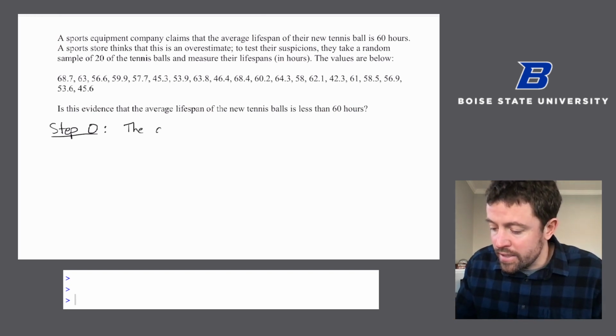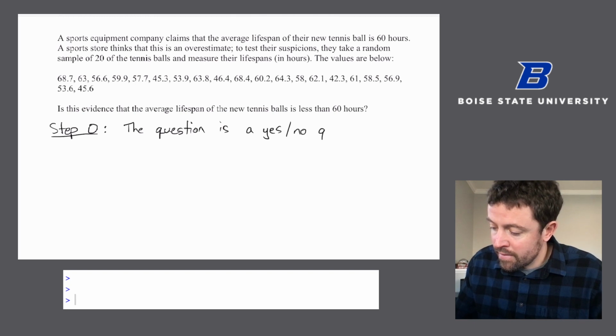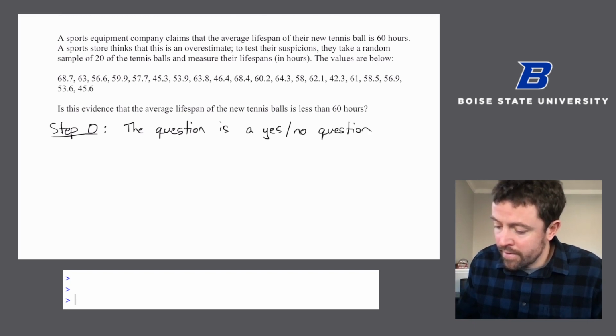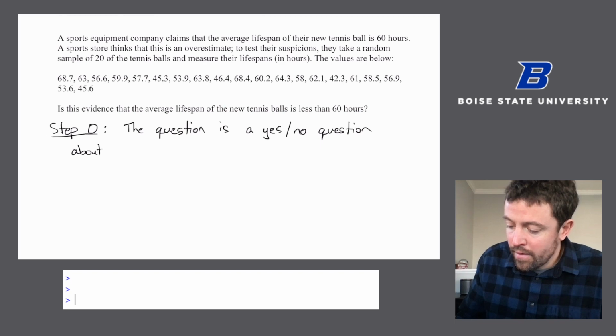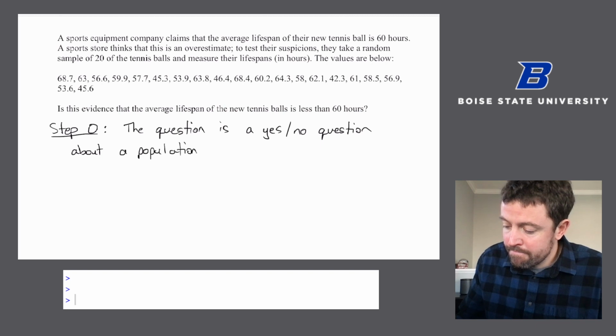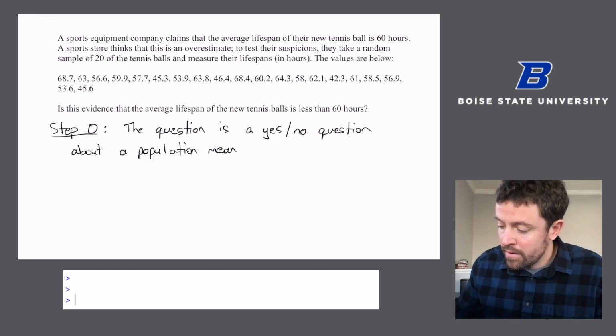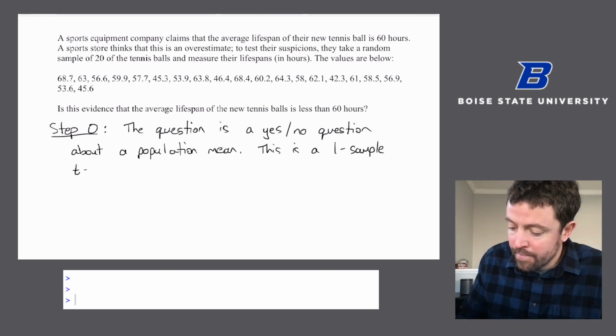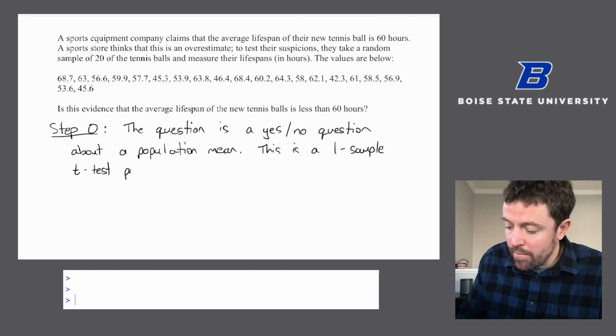So the question is a yes/no question about a population mean. So the question being this question. So this is a one sample t-test problem. So that's step 0. I decide what I'm going to do.